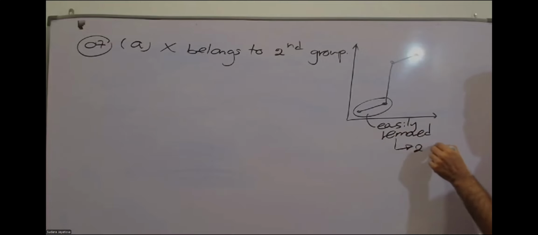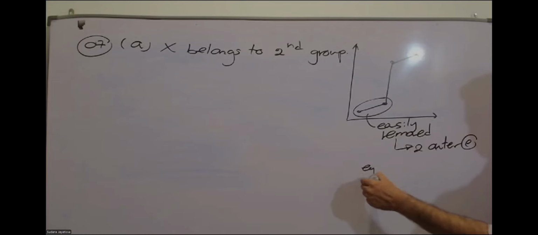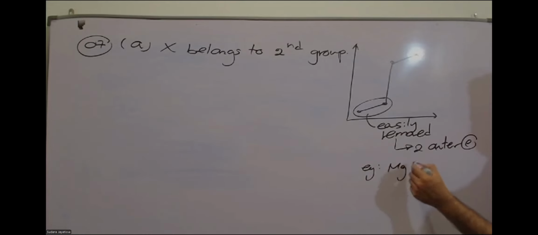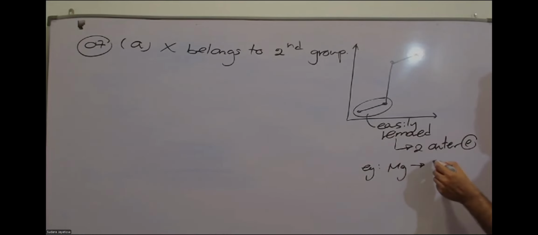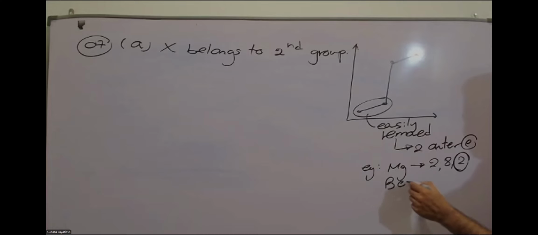So you can say 2 outer electrons. The group that has 2 outer electrons is group 2. For example, magnesium. Magnesium's configuration is 2, 8, 2. See, 2 outer electrons. Then you can say beryllium, 2, 2. 2 outer electrons, like that. Understood?